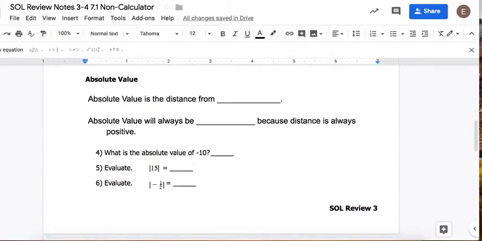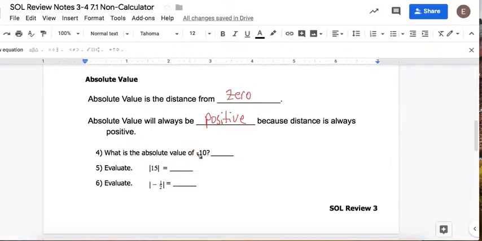Okay, let's look at our next topic, absolute value. Absolute value is the distance from 0. And absolute value will always be positive because distance is always positive. It's always how far or how many spaces away from 0, so the distance from 0.